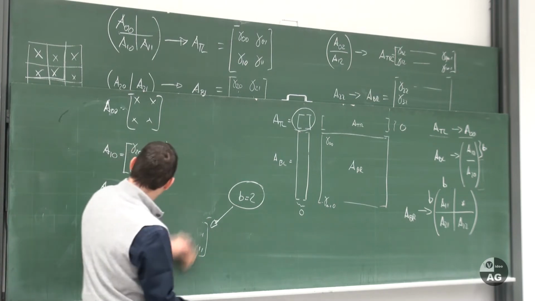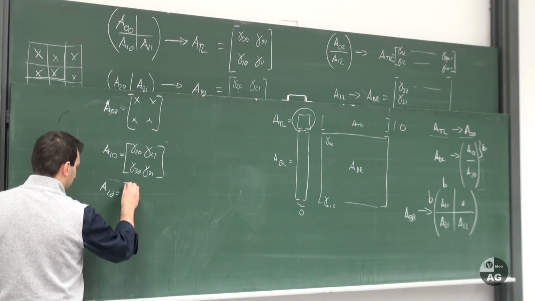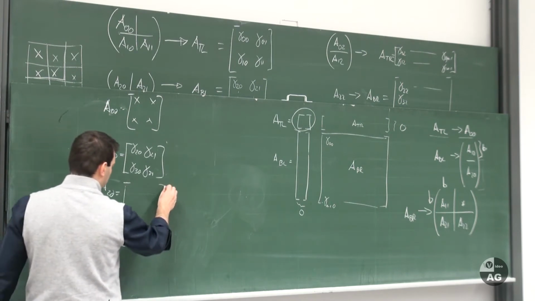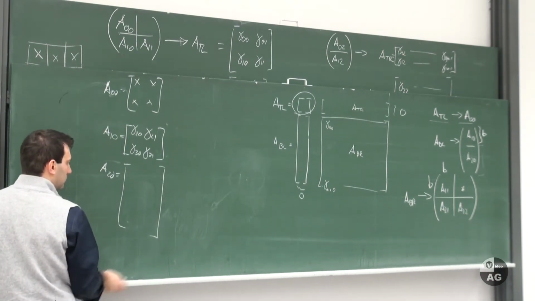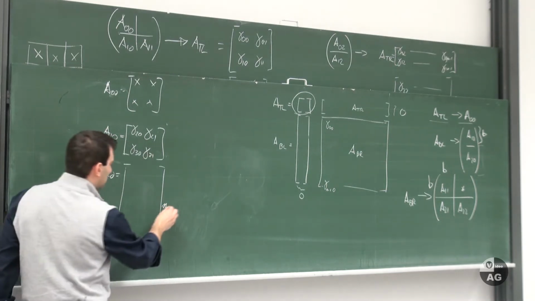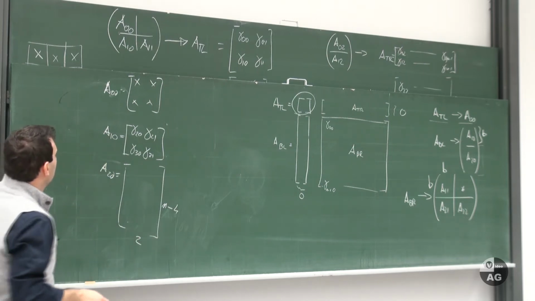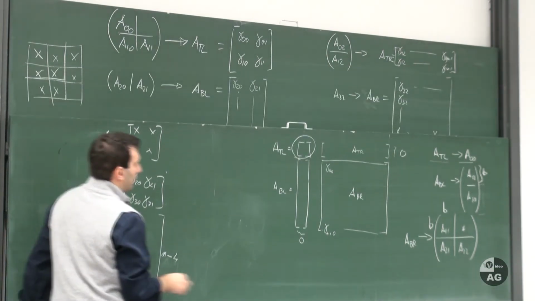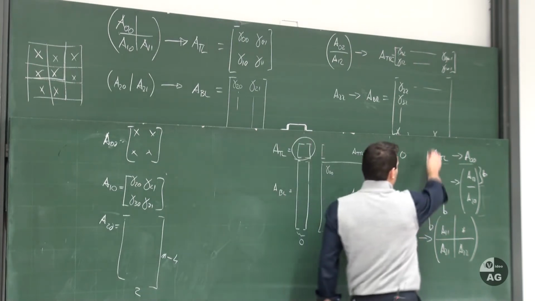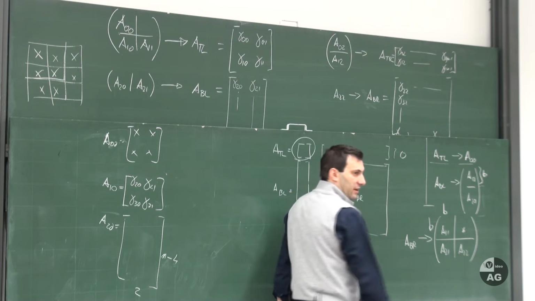What is the size of A20? Say it again, sorry? Minus 4, yes, by 2, precisely. And we are good, we are done with these first two. Now the interesting part is A bottom right.